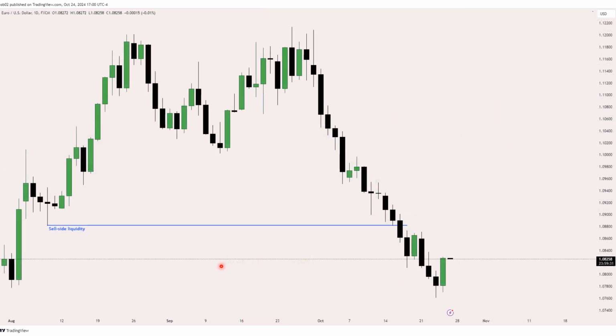For the third example, the liquidity pool was this daily low as our sell side liquidity level. We would in this case look for a selling setup after a sweep of buy side liquidity.